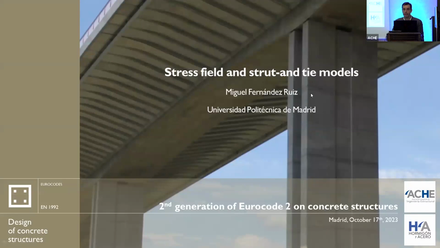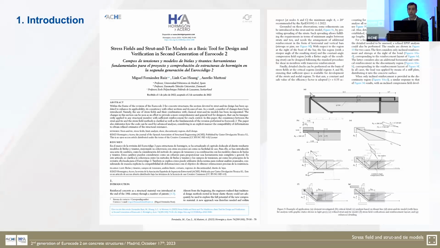So I will be presenting in the next minutes this contribution on the stress fields and strut and tie models, which will follow the paper that you might find in the issue, which is named the Stress Field and Strut and Tie Models as a basic tool for design and verification in second generation of Eurocode 2, which I co-authored together with Linka Huang from Technical University of Denmark and Aurelio Muttoni from the Swiss Federal Institute of Technology in Lausanne.